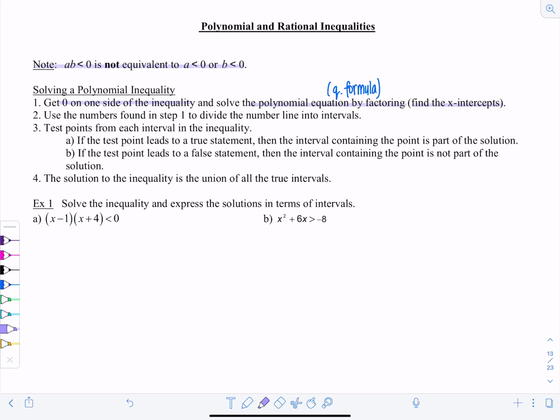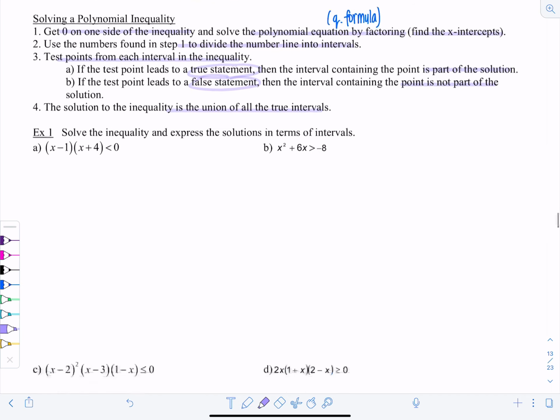Then you're going to use the zeros to divide the number line into intervals. I'll show you exactly how to do that. And you're going to test points from each interval in the inequality. If it's a true statement, then the interval is part of the solution set. If it's a false statement, then the interval is not part of the solution set. And then for your final answer, you just union up all of the intervals that came out to be true. This will make a lot more sense later, but just so you have an idea of the process, there it is.